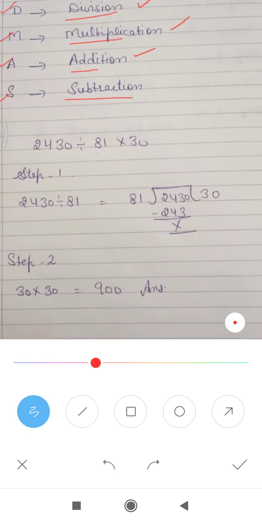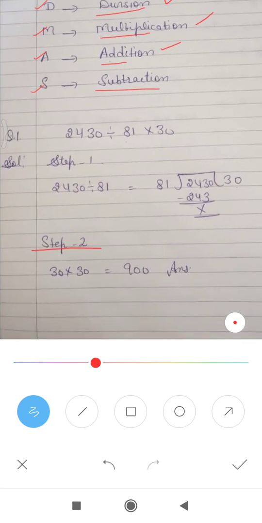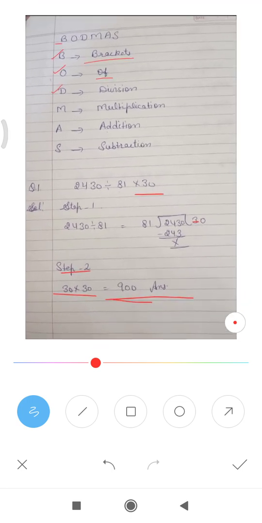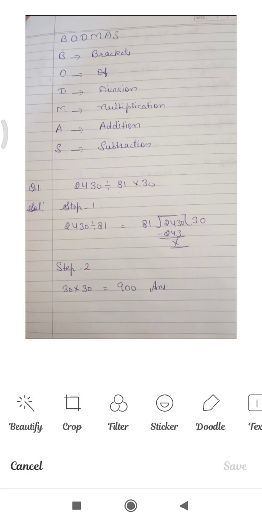Now see step 2. After division, what was it in BODMAS? Multiplication. Now see multiplication is also given. Division answer has come 30. Now 30 multiplied by 30 means 900. In step 2, 900 will be the answer. Okay dear children. Now see next question.